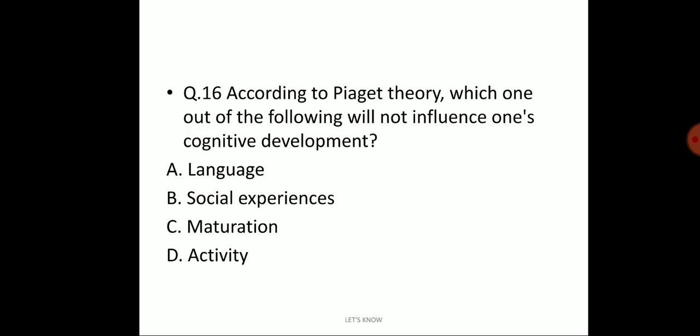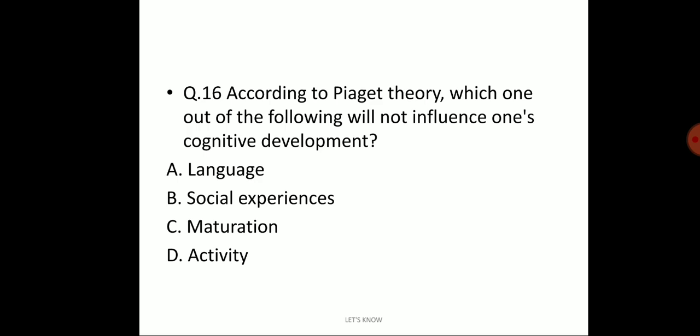According to Piaget, what did he say? He said children are capable of gathering knowledge and development. There is no fixed trait of intelligence. Okay, and he also added that cognitive development is influenced by biological maturation and its environment.